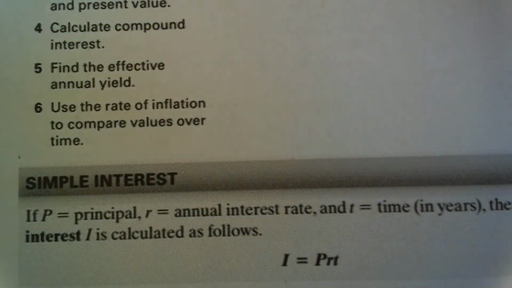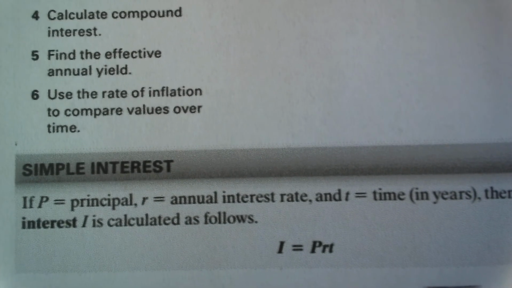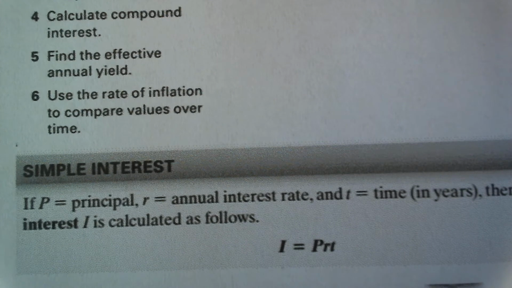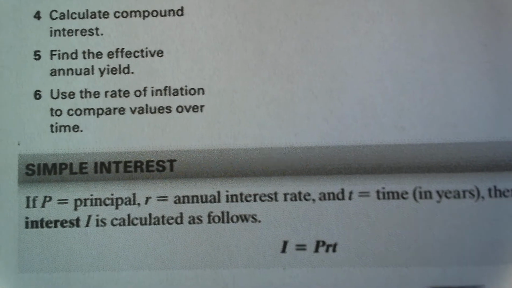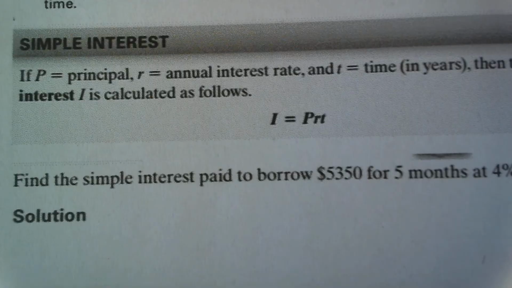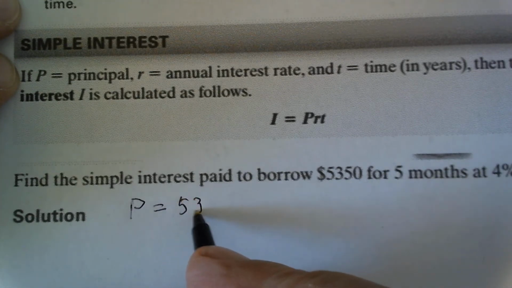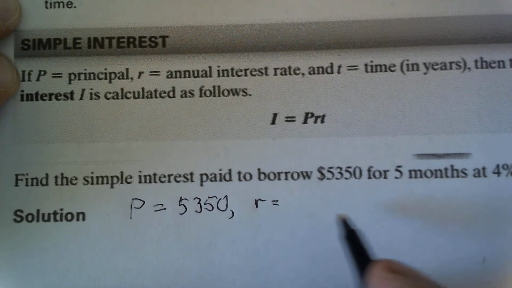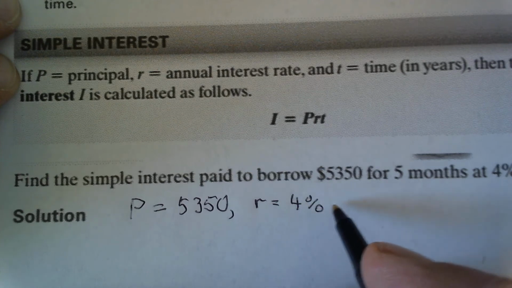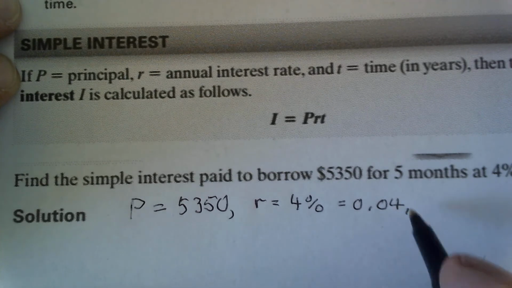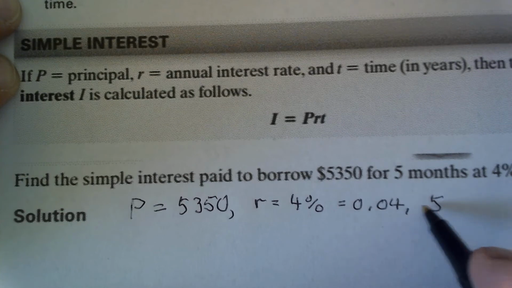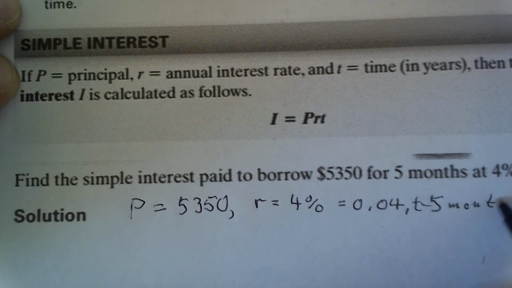So here's a little exercise. Find the simple interest paid to borrow $5,350 for 5 months at 4%. In this case, P, the principal, equals 5,350. Our interest rate R is equal to 4%, and in decimal form, of course, it's 0.04. And the time is 5 months. But since the formula is given in terms of years, we're going to write T as 5 divided by 12 years, because there are 12 months to a year.